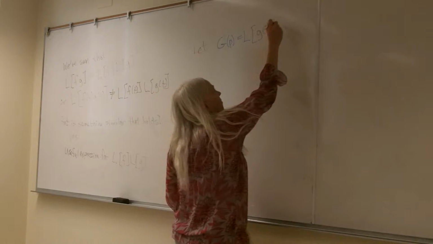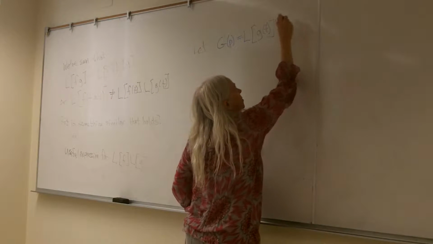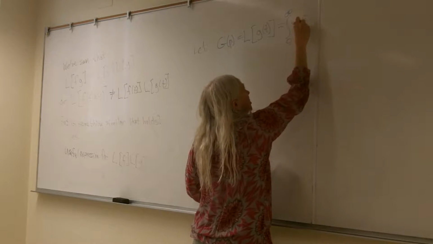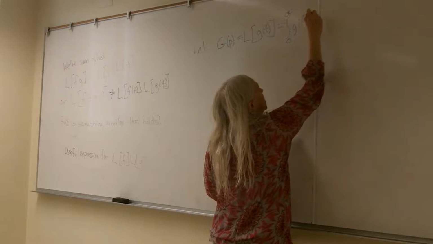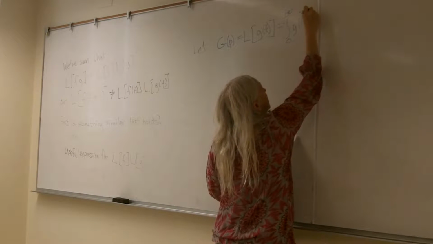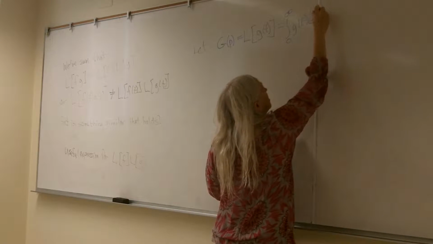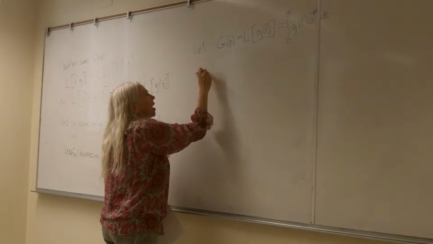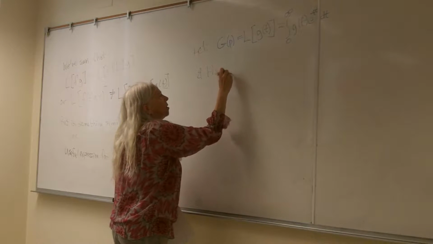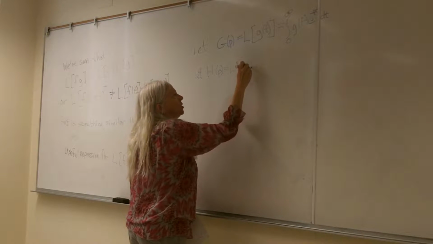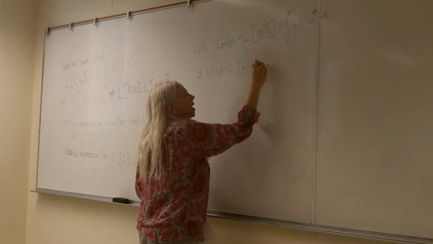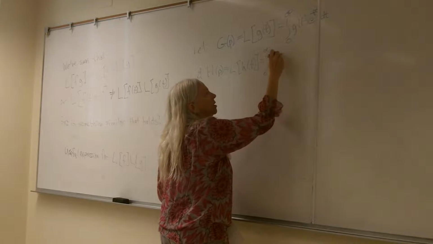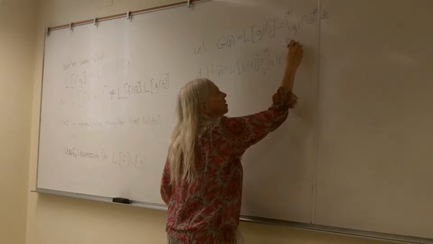Okay? So by definition of the Laplace transform, remember that this is the integral from 0 to infinity of the function little g of t times e to the minus pt dt. And similarly, let's let capital H of p be the Laplace transform of little h of t, which is, again, by definition of the Laplace transform, the integral from 0 to infinity of h of t times e to the minus pt dt.